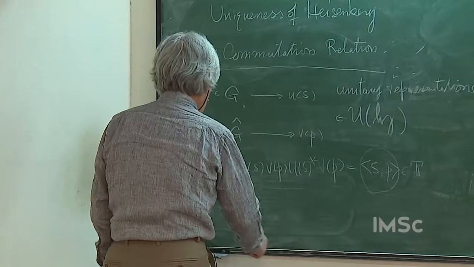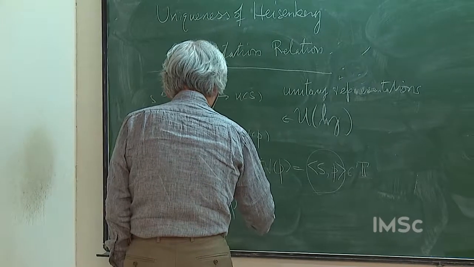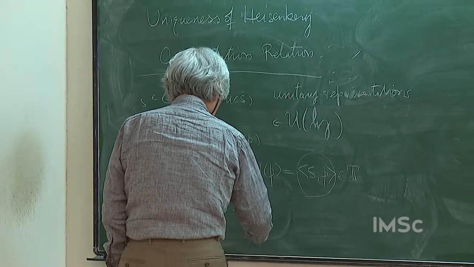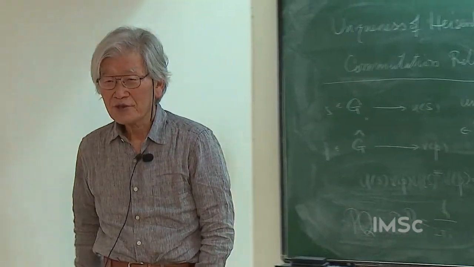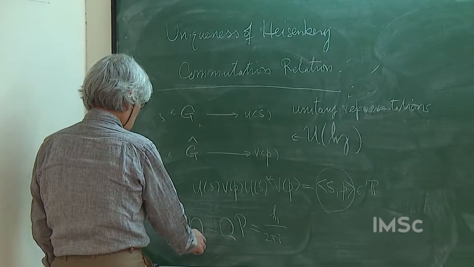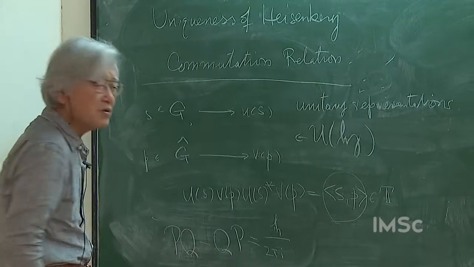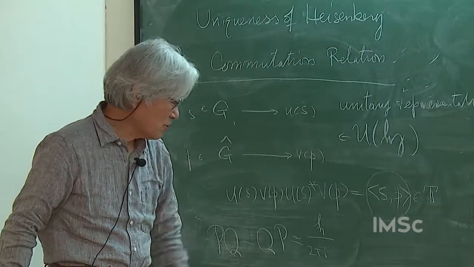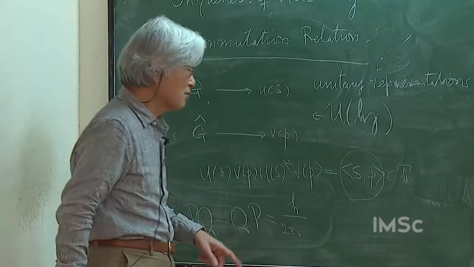Originally, it is PQ minus QP equals 1 over 2 pi i times h. h was the Planck constant, right? It was formulated by Heisenberg, and matrix mechanics deals with Q for the momentum and P for the position, etc. And the natural question was raised: what is P and what is Q?